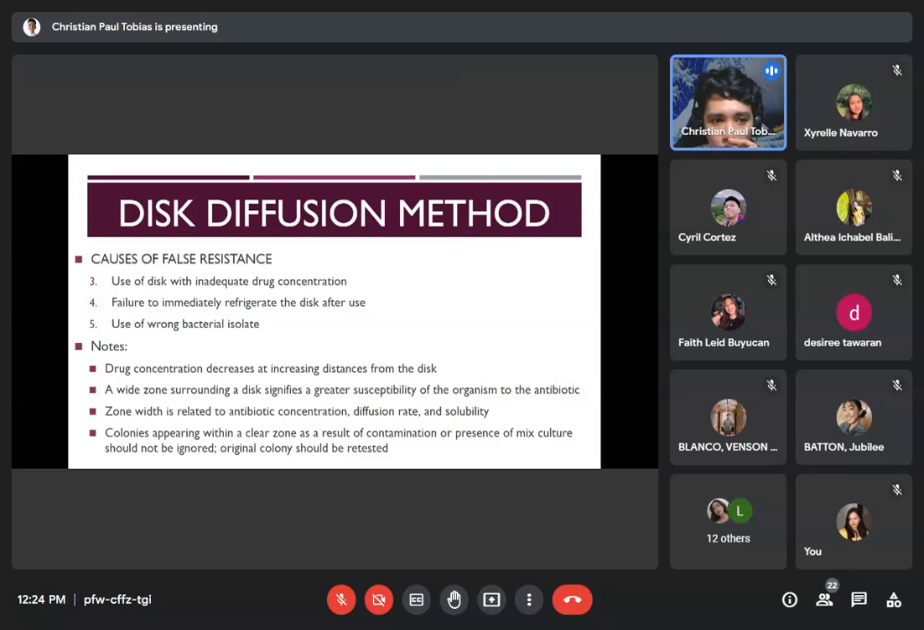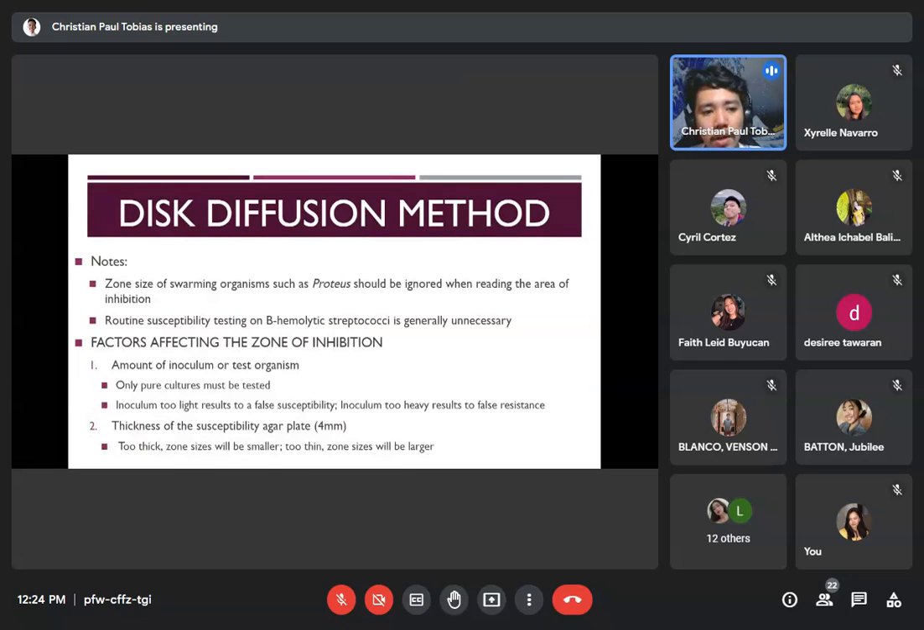Actually, mahirap talagang ituro tong mga method kasi methods to eh. Ang hirap pag wala siyang application. So, mas magiging clear tong mga to sa laboratory nyo. Hopefully, tuturuan din kayo kung paano gumawa or mag-perform ng disc diffusion. Disc diffusion method, okay na. Okay.